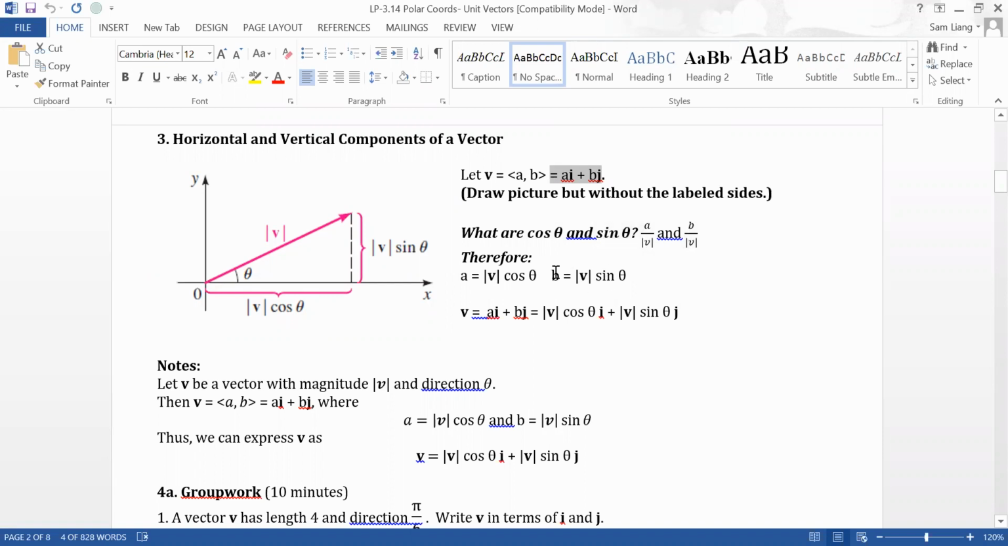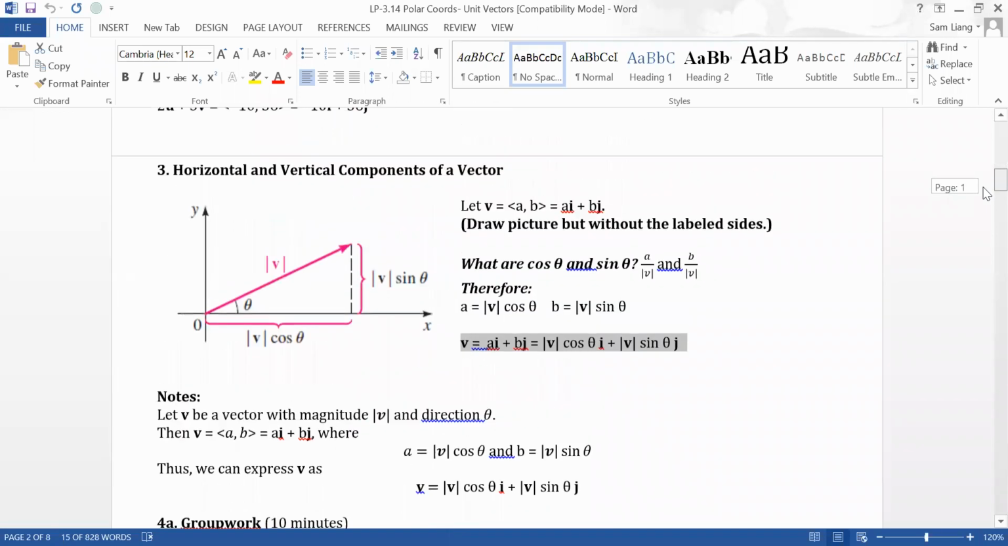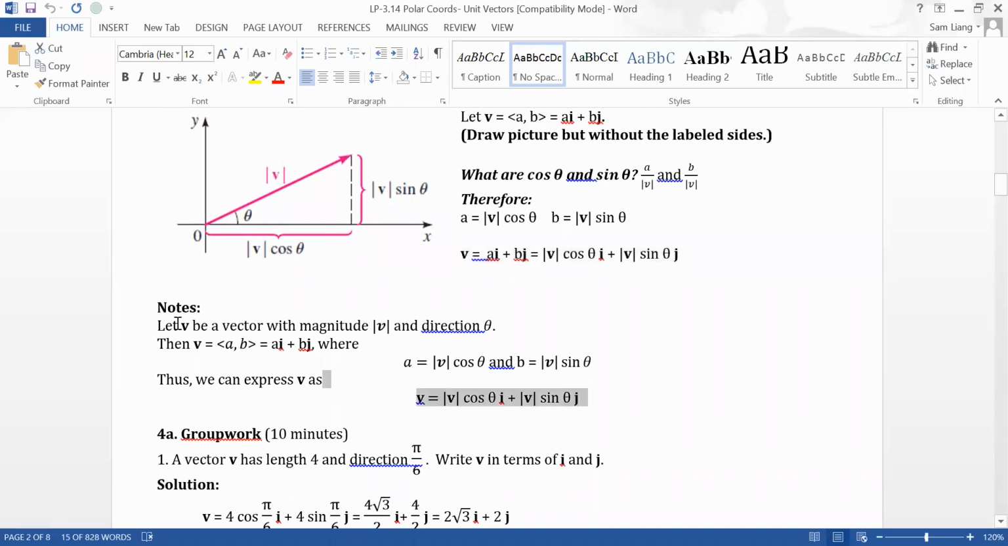From there, we just substitute. So we know that any vector can be written as ai plus bj, and we're going to substitute to get magnitude v cosine theta i plus magnitude v sine theta j. So this allows us to write this in terms of an angle, so we're not restricted to just the x and y directions. For your notes, please copy this down.